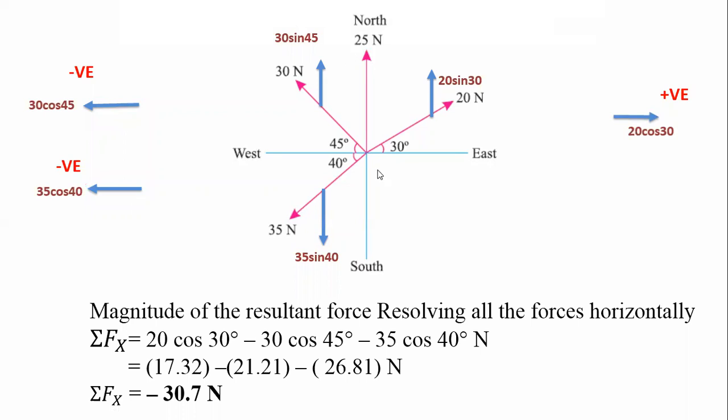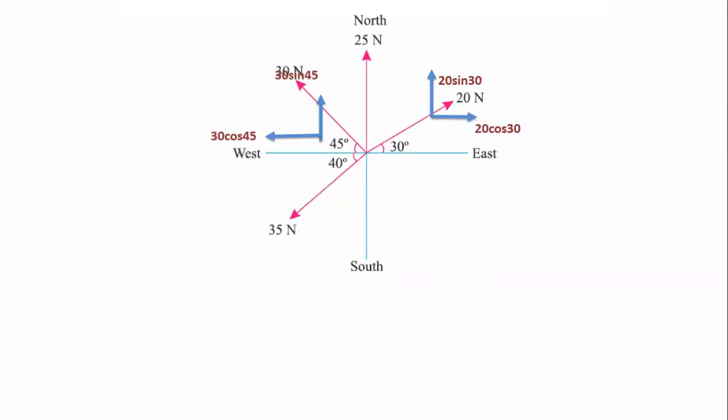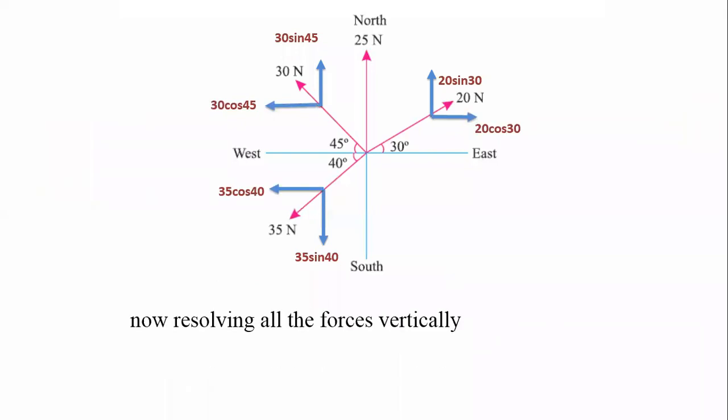Now similarly, once we have calculated the summation Fx, let us calculate the summation Fy also. Now once again take these forces. As per our sign convention, in the vertical direction, forces going vertically upward we take as positive, and forces going downward we take as negative. Here there are four forces. This one is the resolved force, 20 sine 30. This 25 Newton force is also there, going vertically upward. Then this 30 sine 45 is going vertically upward, and this 35 sine 40 is going vertically downward.